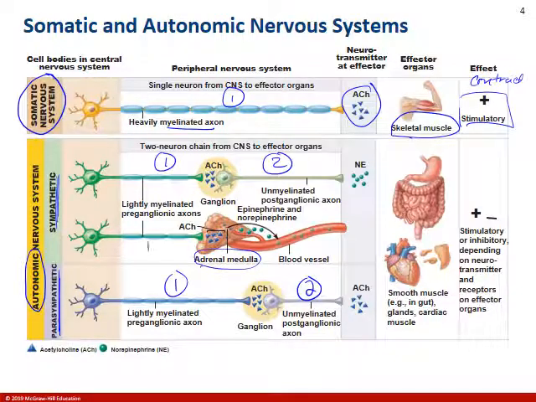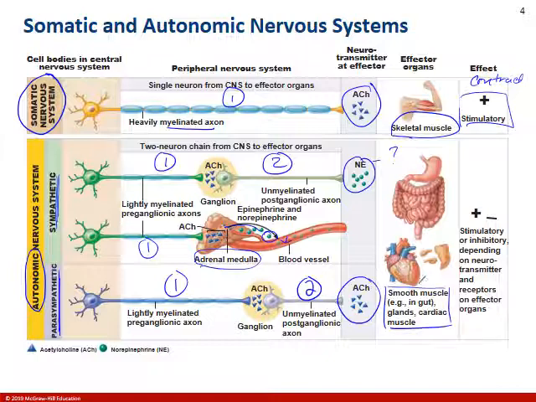Glands are a little tricky. Glands, there's only one neuron because the glands are actually releasing the hormone into the bloodstream. So that's the effect. We can see that in the sympathetic, it's going to release norepinephrine, and in the parasympathetic, it's going to release acetylcholine. So we're seeing a new neurotransmitter being released here. But you can see that the autonomic nervous system is going to trigger muscles, glands, and cardiac, specifically smooth muscles, glands, and cardiac muscle. And something that's a little different here is that the effect can be stimulatory or inhibitory, depending on the neurotransmitter, depending on the receptors that are actually on the effector organs.